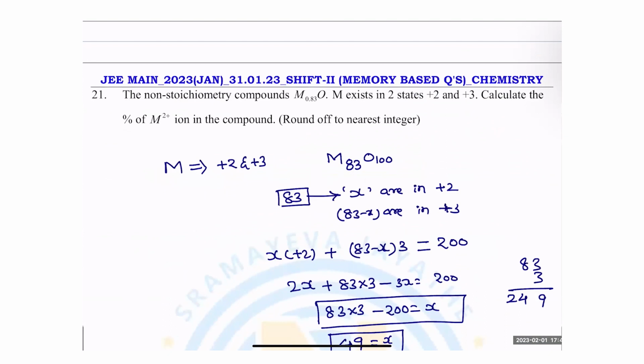The non-stoichiometric compound M0.83O, M exists in two oxidation states, +2 and +3. Find the percentage of +2 in the compound, rounded off to the nearest integer. For convenience, I'm writing the formula as M83O100. So for 100 oxygens, the total charge is -200, and for these 83 metal atoms, the total oxidation state will be +200.